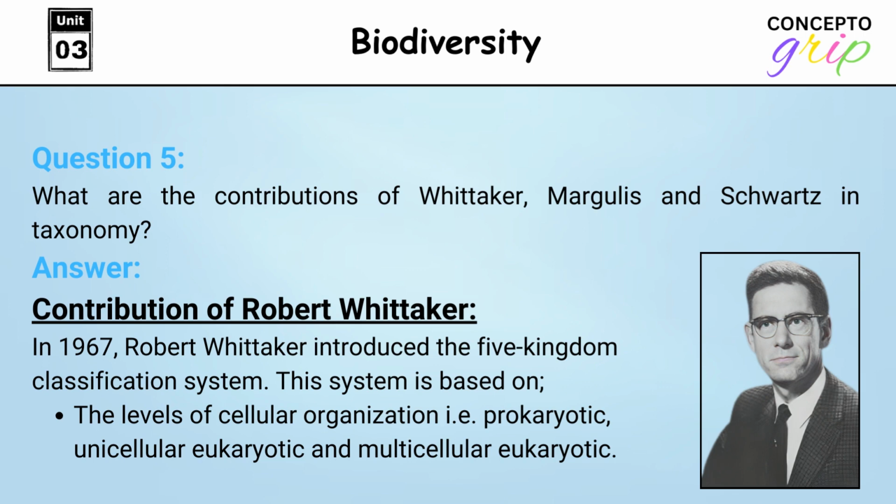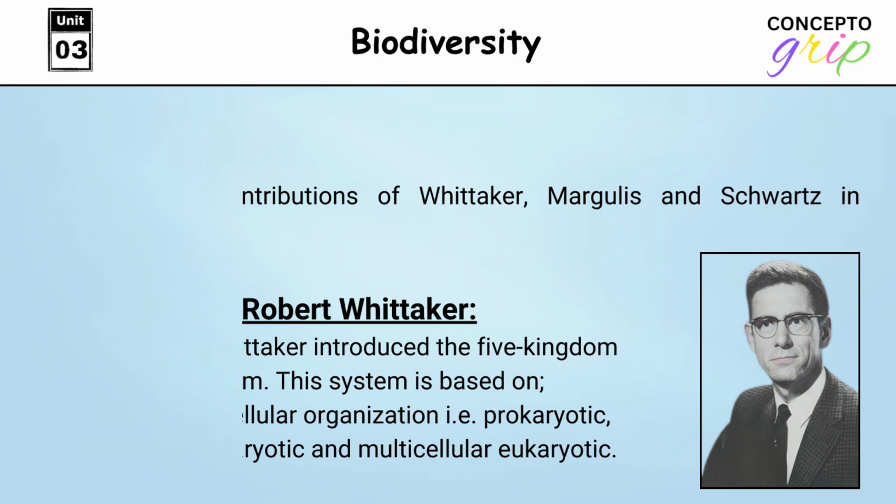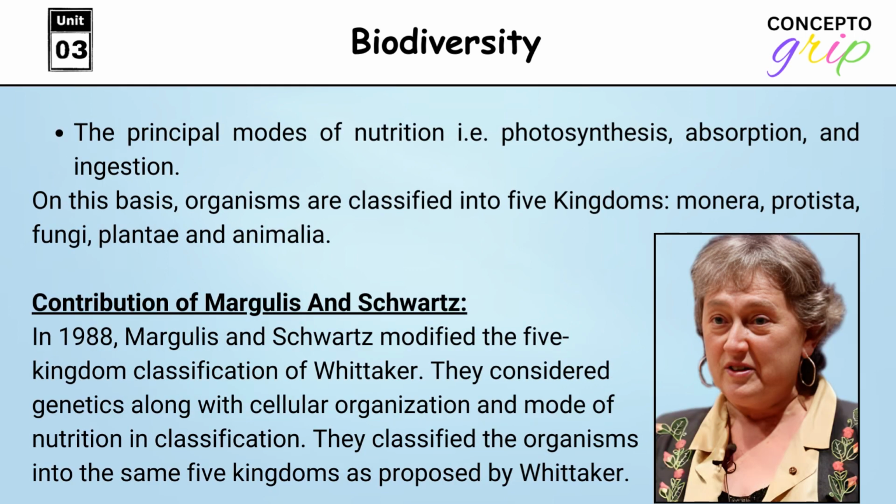This system is based on, number 1, the levels of cellular organization, that is, prokaryotic, unicellular eukaryotic, and multicellular eukaryotic. Number 2, the principal modes of nutrition, that is, photosynthesis, absorption, and ingestion. On this basis, organisms are classified into five kingdoms: Monera, Protista, Fungi, Plantae, and Animalia.